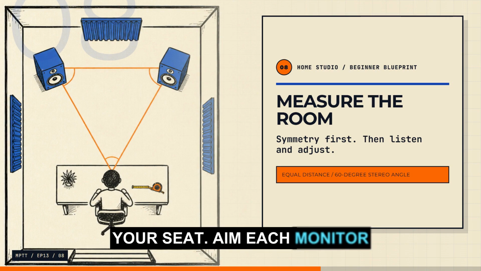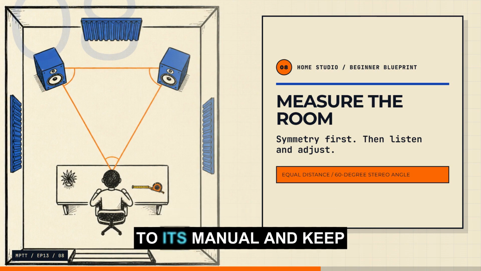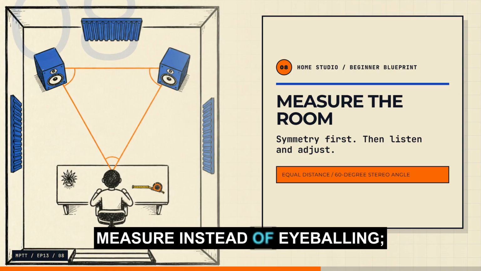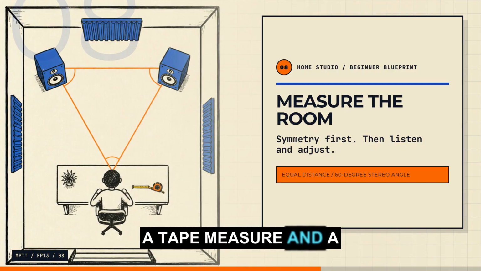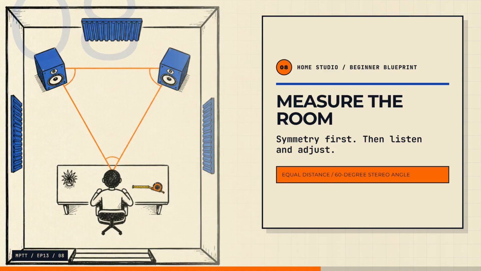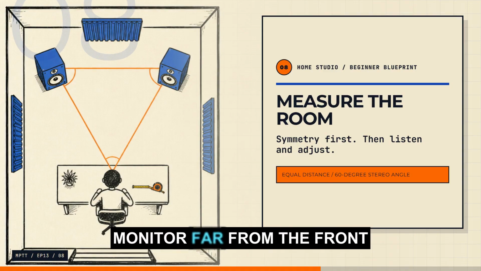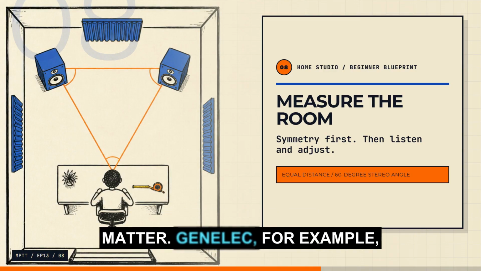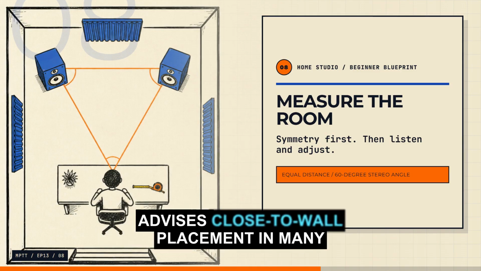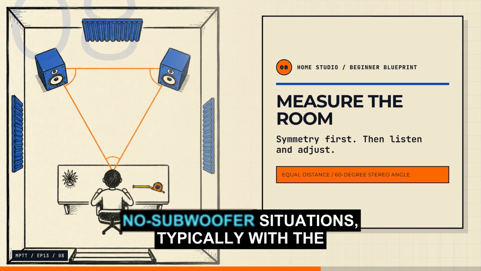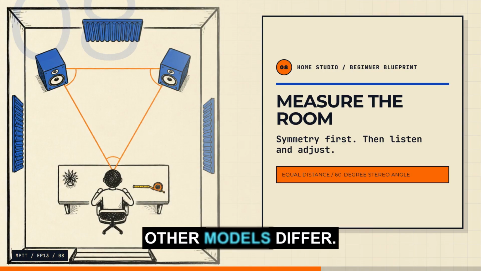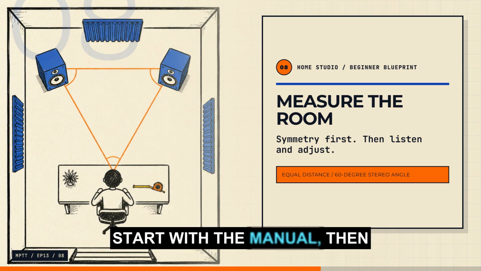Aim each monitor toward the listening position according to its manual and keep tweeters near ear height. Measure instead of eyeballing. A tape measure and a piece of string are enough. Do not blindly pull every monitor far from the front wall. Design and manufacturer guidance matter. Genelec, for example, advises close-to-wall placement in many no-subwoofer situations, typically with the monitor front less than 60 centimeters from the wall. Other models differ. Start with the manual, then test.